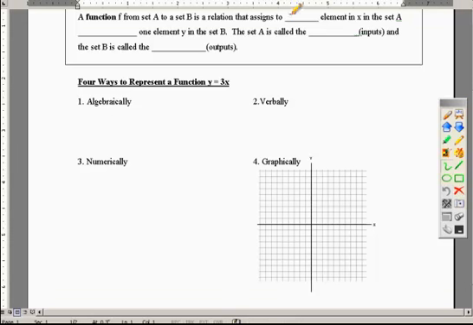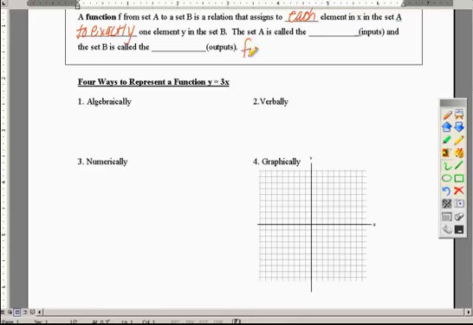to each element X in the set A to exactly, and that's the big key word, to exactly one element Y in the set B. Okay, which is a lot of mumbo jumbo for most of us. Here's the Algebra 2 version that we use.